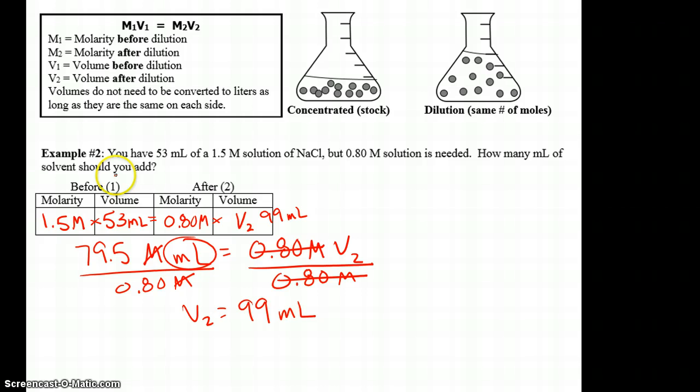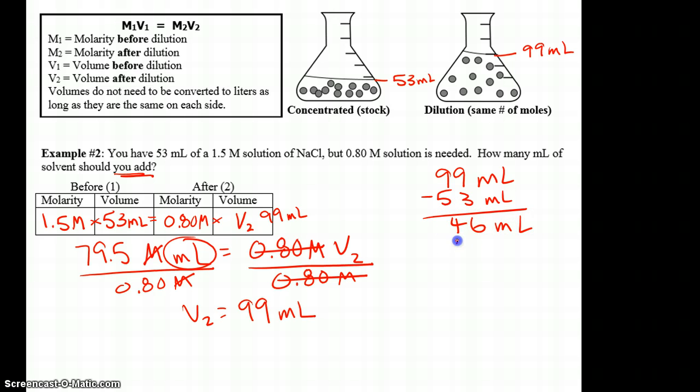But notice that this problem said how many milliliters of solvent should we add? Well, if we add 99 milliliters to 53, we're going to get more than the final volume. So what they're saying is, here's the final volume at 99 milliliters. Here's what you started with at 53. How much did you have to add? So we'll just need to subtract 99 milliliters, and you take out the 53 initial ones, and we get 46 milliliters of solvent is what you should add.